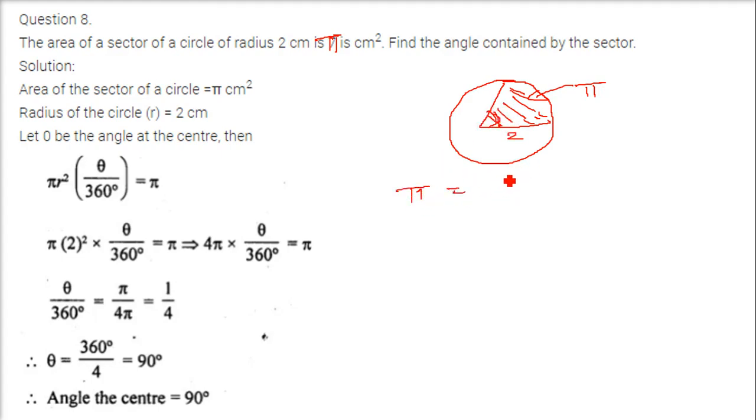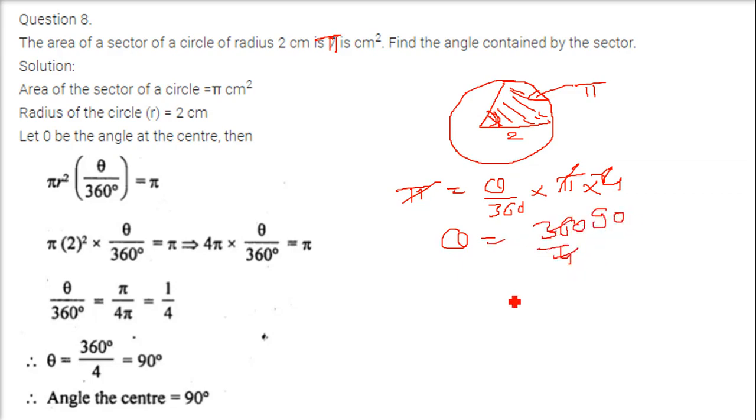So area, which is pi, equal to theta by 360 into pi r square. We have to find theta. So pi r square, r is given as 2. So I'll just write 2 into 2, that is 4. So what do we get here? Pi goes, theta becomes 360 by 4, which is 90 degrees. So theta is 90 degree here.